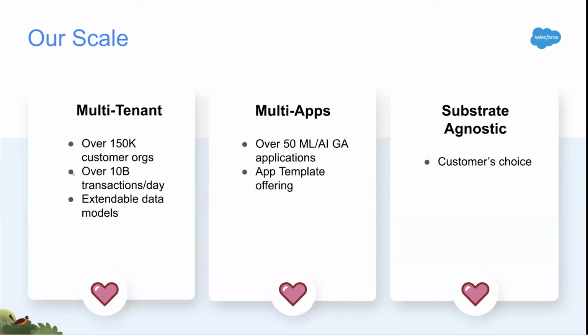We're a multi-app platform. So with one platform, we wanted to allow many different app teams to come join us and build their applications. And as of now, we have over 50 AI applications built on top of this layer of the platform, and we're also improving going forward.